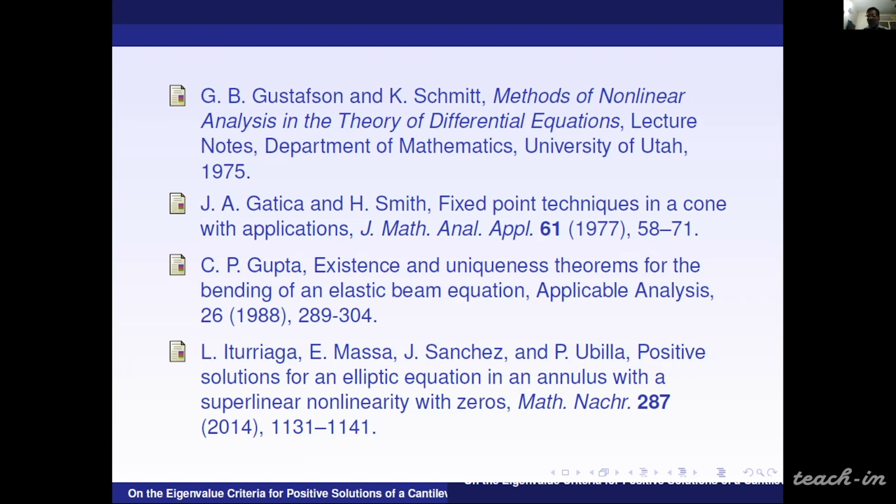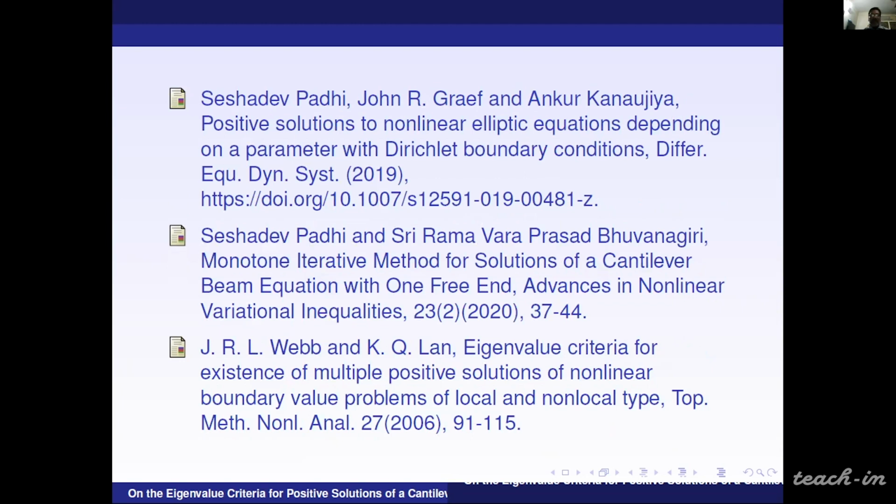And the method, we have used a mutual function BT in this work, that came from the paper by Iturriaga, Massa, Sanchez, and Ubilla, published in Mathematische Nachrichten in 2014. Then the method was also applied by me and one of my colleagues, Ankur Kanojia. We published a paper on elliptic equations depending upon a parameter. But there we didn't consider the eigenvalue criteria, we just considered the bounds on the parameter lambda for an elliptic equation. The same method is applied in this work.